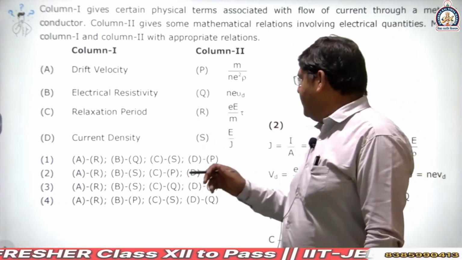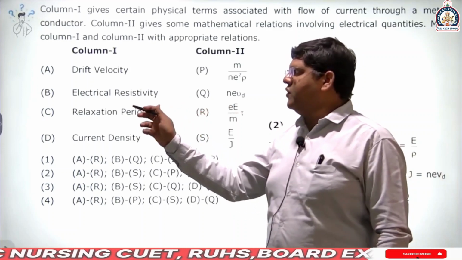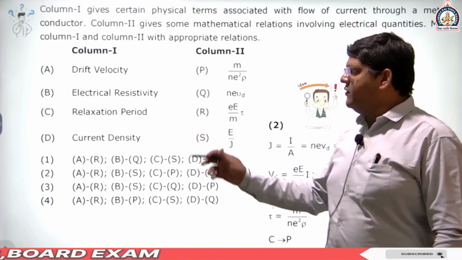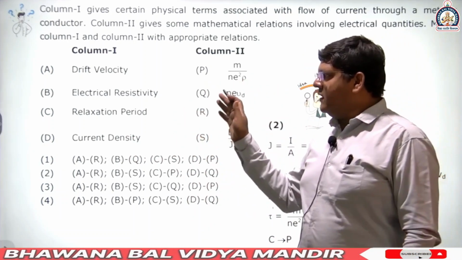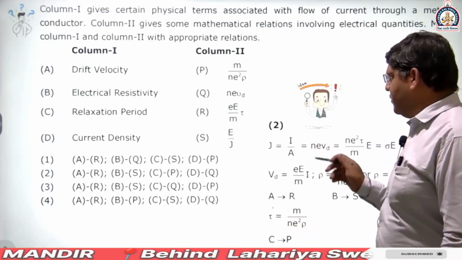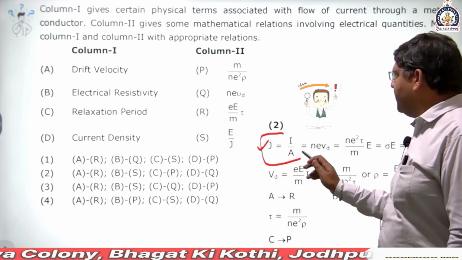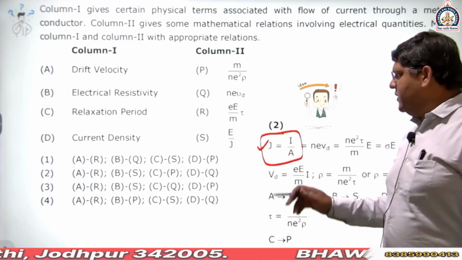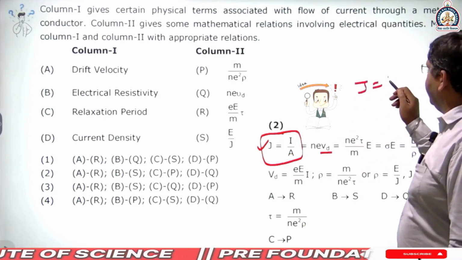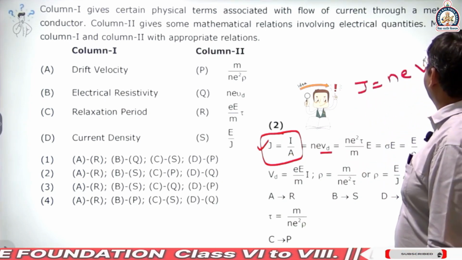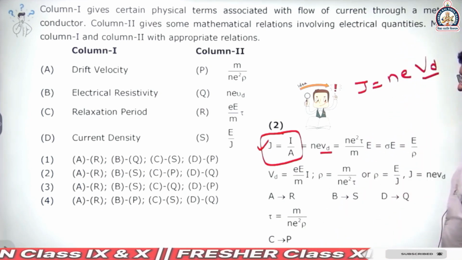First, what is the formula for the drift velocity? What is the formula for electrical resistivity, what is the formula for relaxation time, and the current density? We will solve according to J, which is known as current density. Current density is nothing but the ratio of current upon area. The relation between current density and drift velocity is J equal to nevd, where n is number of electrons, e is charge of an electron, and vd is drift velocity.